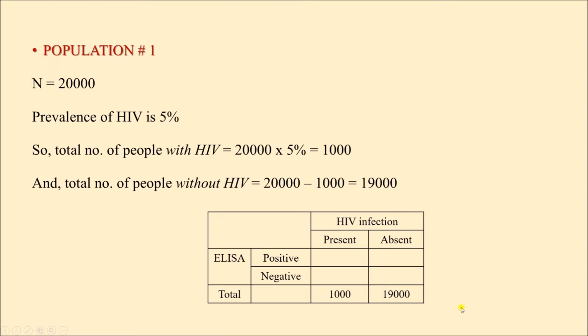So we have the first part of our 2x2 table. Here in the column we have HIV infection either present or absent. So present, that means people suffering from HIV, are 1,000, and absent, that means people without HIV, are 19,000. So we got these values from these calculations. We still do not have any idea about the test results, right? So remember these two parts.